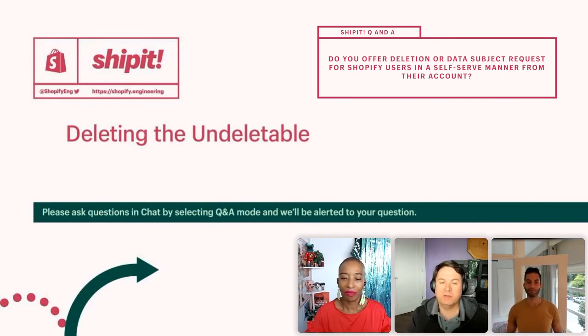Access is a little bit more manual. And as for the other side, our merchants' customers, our merchants can request erasure or access directly from their admin for their customers, but not for our merchants themselves. We still have a manual process for that for our merchants and partners.